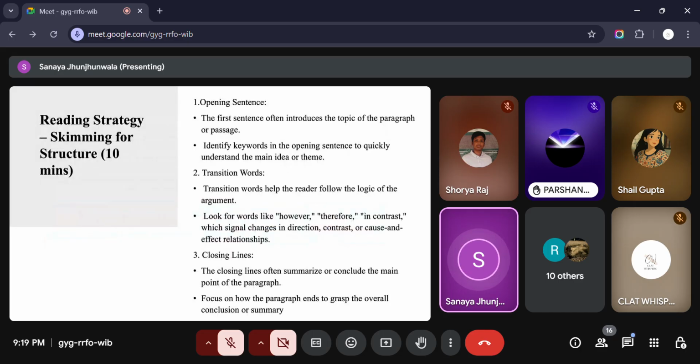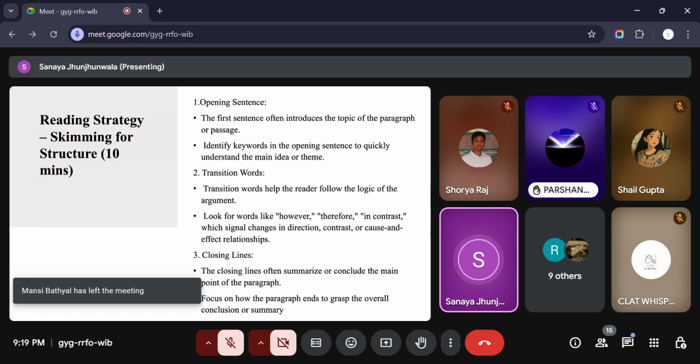Okay, so this is a reading strategy basically. I'll quickly go through this. You guys don't need to worry much about this. Basically, it helps you identify main ideas and everything. The opening sentence, the first sentence, often introduces the topic of the paragraph; identify keywords. Then look at transition words. It helps you follow the logic, basically. Look for words like however, therefore, in contrast, which signal changes in direction, contrast or cause and effect relationship.